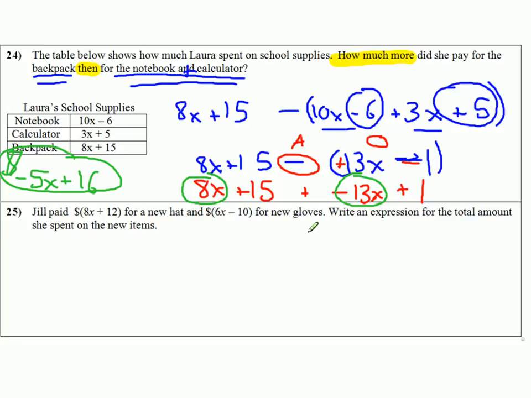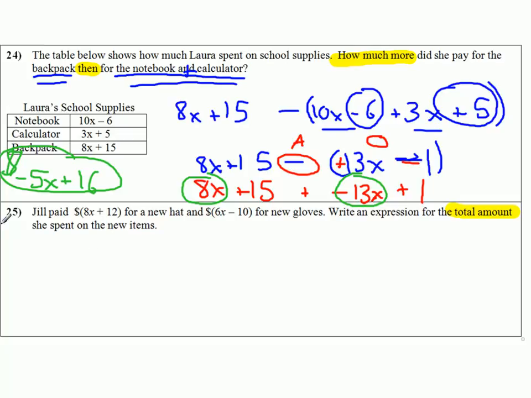Number 25. Jill paid 8x plus $12 for a new hat and 6x minus 10 for new gloves. Write an expression for the total amount she spent on the new items. There's my clue word, total amount. I want to know how much she spent on everything. So I'm just going to add those up.